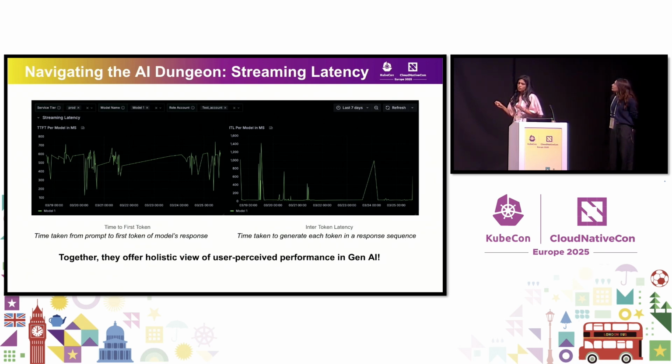Together, these two metrics offer us a holistic view of the user-perceived performance of an LLM application, and we want them to be low and stable. This kind of observability is not only essential for engineers, SREs, or platform owners, but also for product teams, because when it comes to Gen AI, performance is the experience.